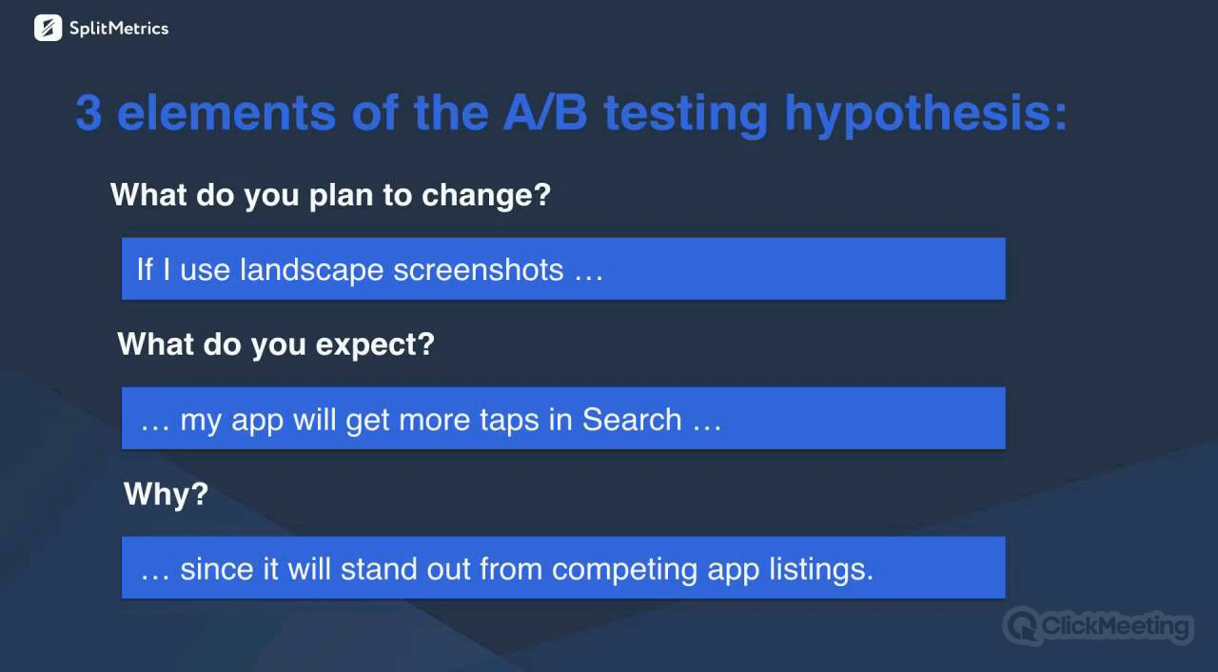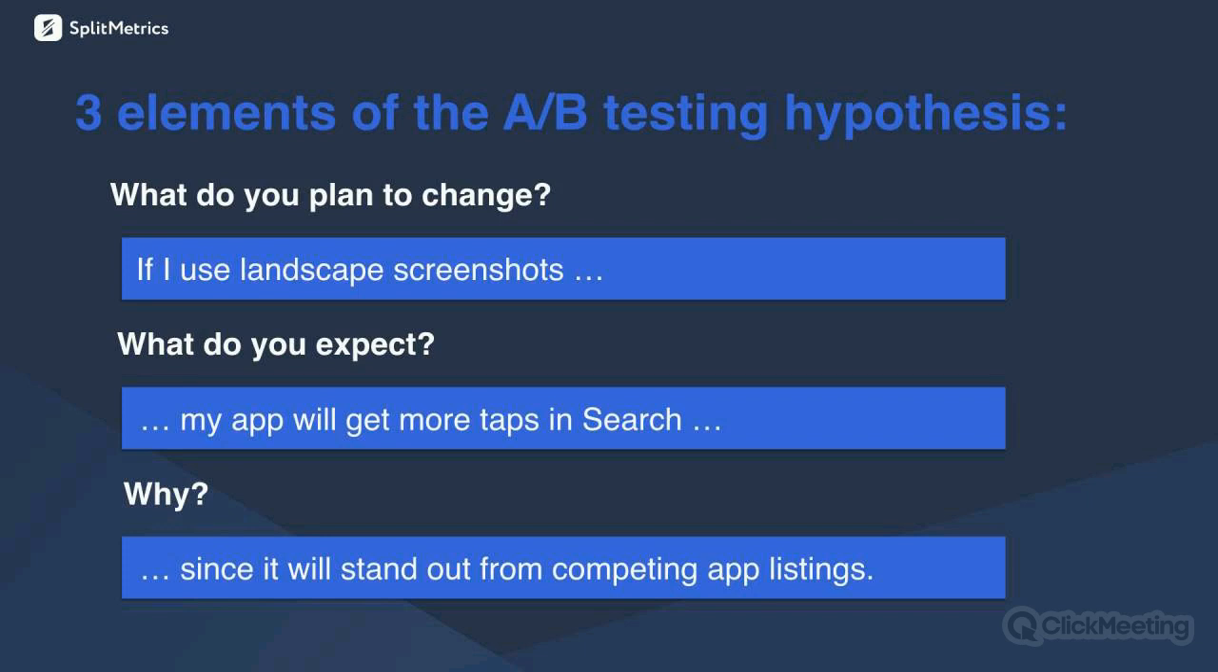First, a proposed solution. What do you plan to change? For example, I want to use landscape screenshots instead of portrait ones. Then you need to find the anticipated result of implementing the solution. For example, what do you expect? My app will get more taps in search. And then the reason why you want to test this. This element is highly recommended but not obligatory. For example, since it will stand out from competing app listings.